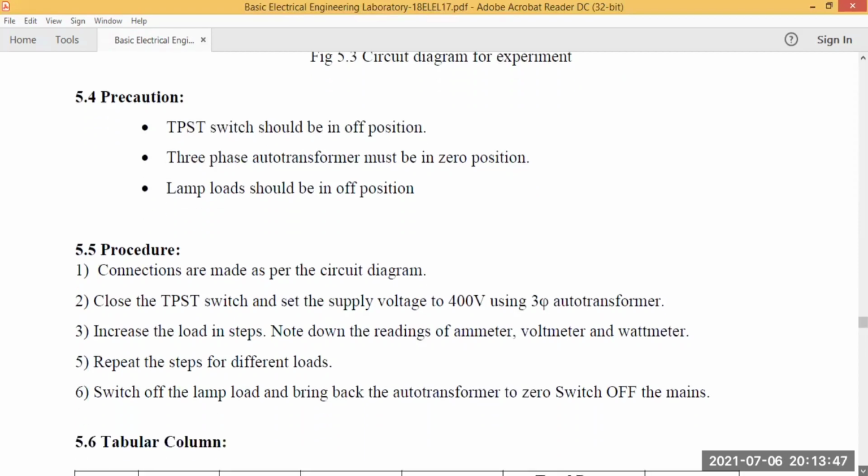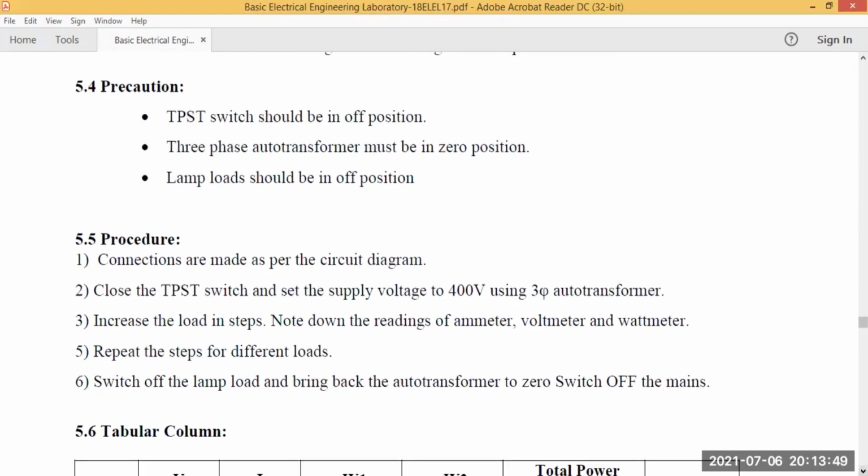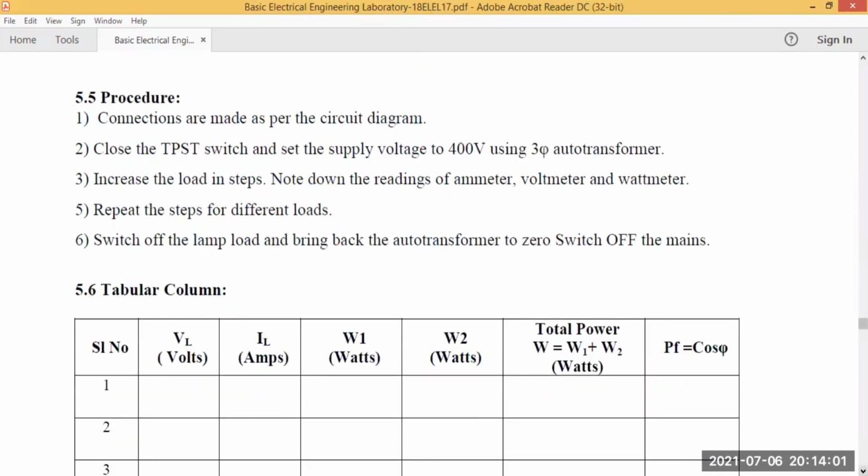Here are some of the precautions you need to follow while doing this experiment. The TPST switch should be in the off position. The three-phase auto transformer must be in the 0 position. The lamp load should be in the off position. And for the procedure, the connections are made as per the circuit diagram. Close the TPST switch and set the supply voltage to 400 volts using the three-phase auto transformer.